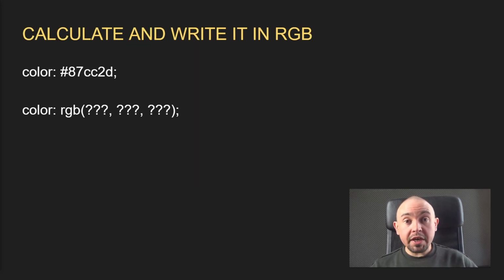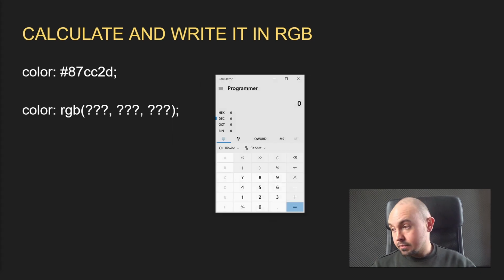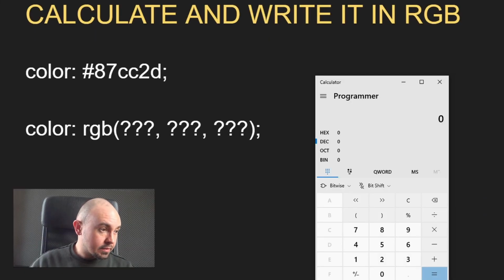Now I have 2 quick tasks for you ahead of us. In a moment, I will ask you to pause this video and try to take on the challenge. You can use your head, a piece of paper, or a calculator for this task. For example, let's open our calculator. Let's choose the hex option right here. And let's try to calculate the first value. We have a hex number for a color right here. And our task is to calculate it in a decimal system for our RGB function.